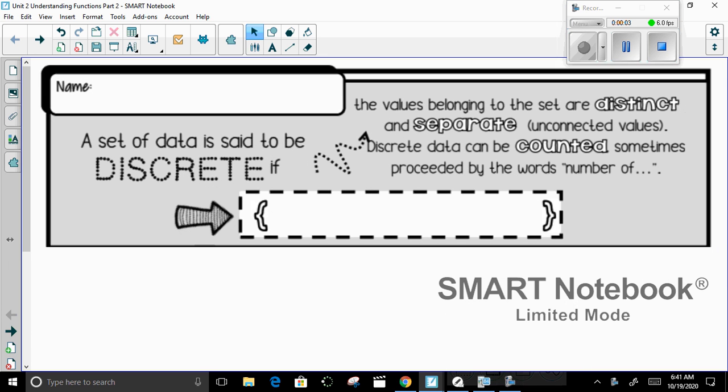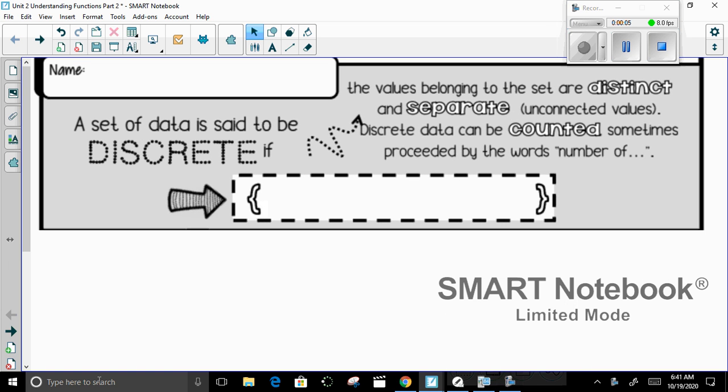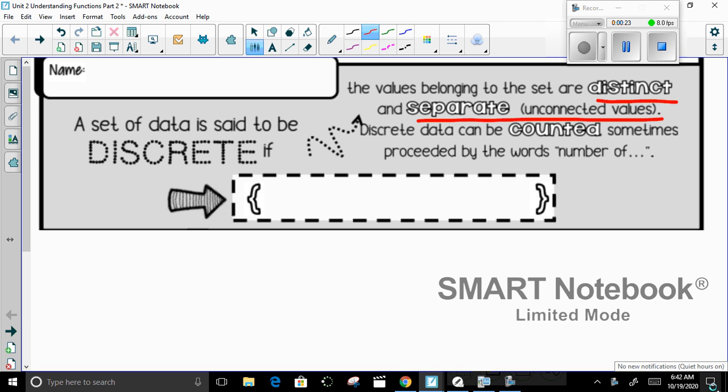Hey y'all, we're going to look at some more discrete and continuous graphs today. Remember, a discrete graph is a graph that is not connected. It is just a bunch of dots on your graph. The values belonging to a discrete graph are distant and separated, so they're unconnected, just like our points on the graph. Discrete data can be counted, sometimes preceded by the words "number of."